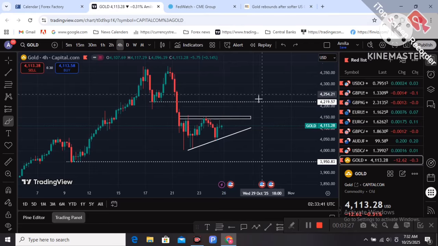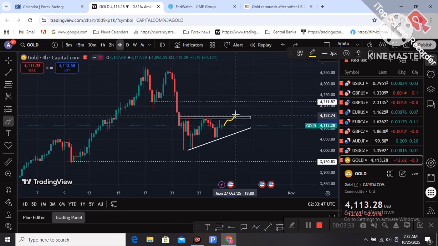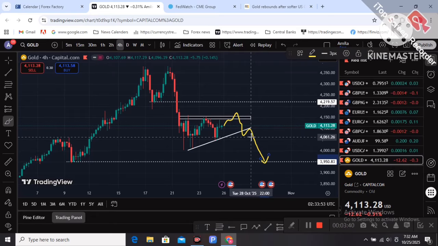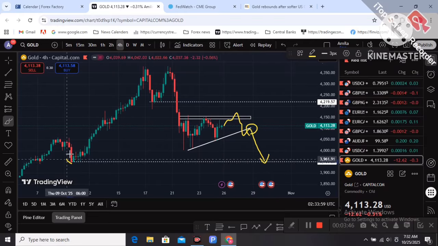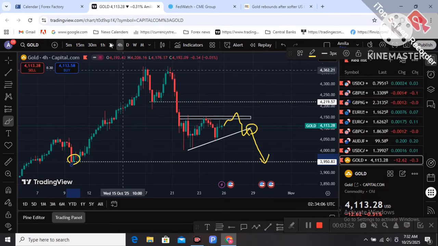Powell's hawkish tone can bring dollar strength and collect the liquidity like this. Upside liquidity can be collected and the gold price can drop to the downside. 3,950 is the first target level below, and this is your sell opportunity. This is the target because the rate cut is already priced into the market.